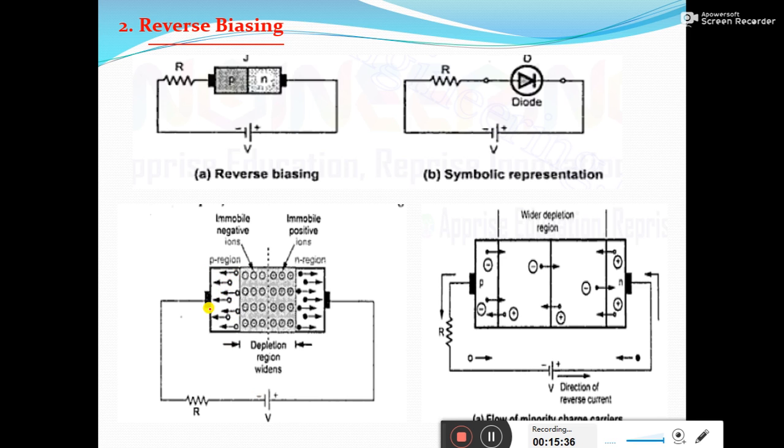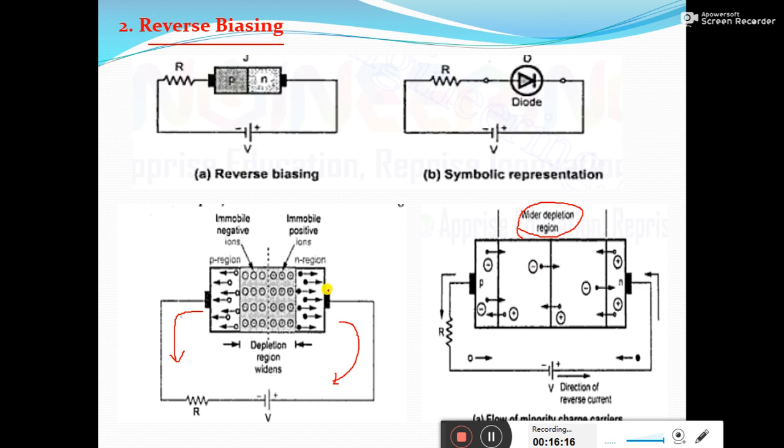All these holes will try to get attracted towards the negative potential of the battery. Similarly, the electrons in the n region will try to get attracted towards the positive terminal of the battery source. This means the electrons and the holes are both moving away from the junction. In the sense that the depletion region is increasing, a wide depletion layer is formed here.